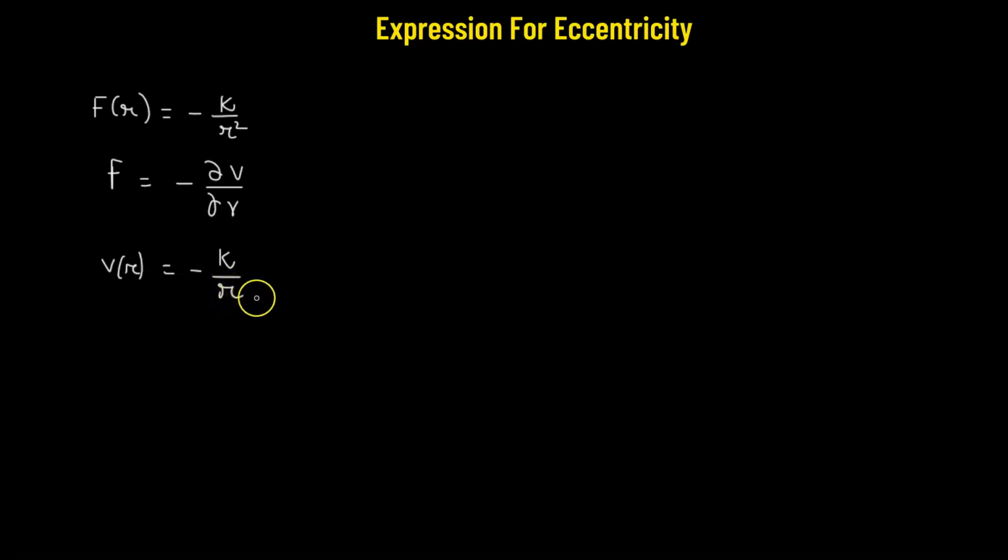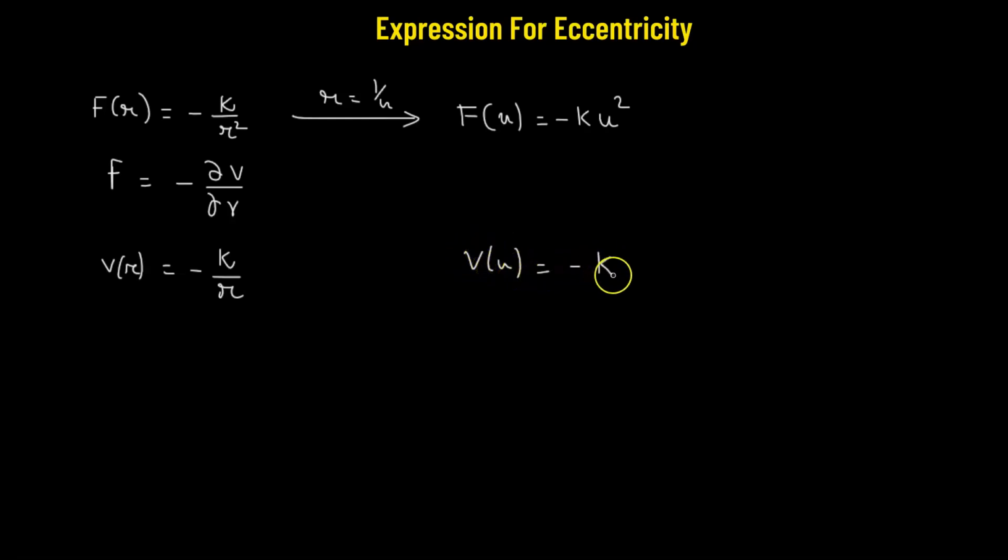Now if we make the substitution that r equals 1 over u, then we can rewrite this equation as a function of u. So we have f of u equals negative k u squared, and V of u will be negative k times u.